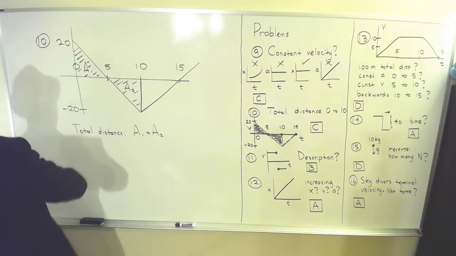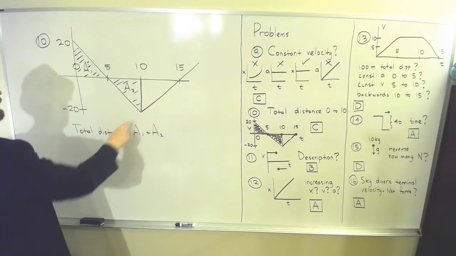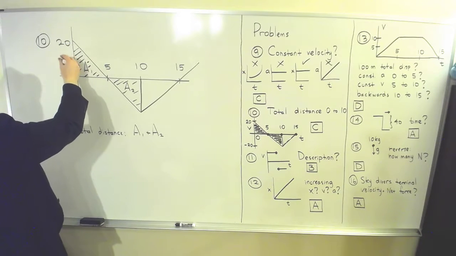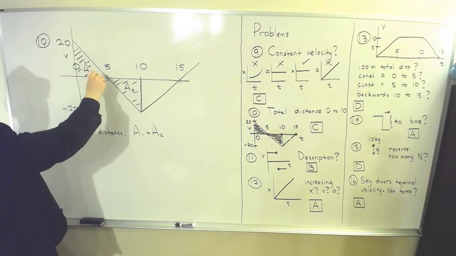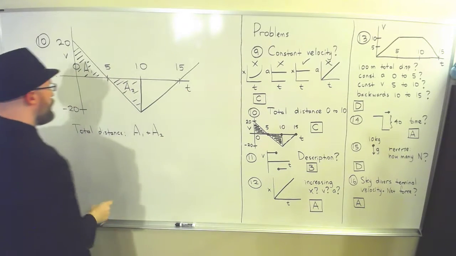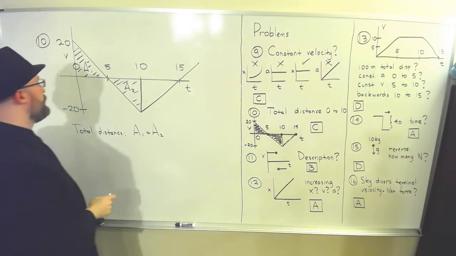What would the displacement be, by the way, by the time you get to 10? Well, it would be 0. It would be where you started out, because this positive velocity is going to be canceled out by this negative velocity here. But we care about the total distance, not the displacement.